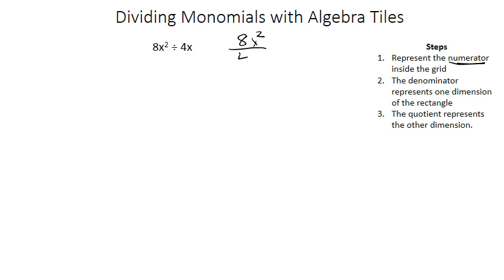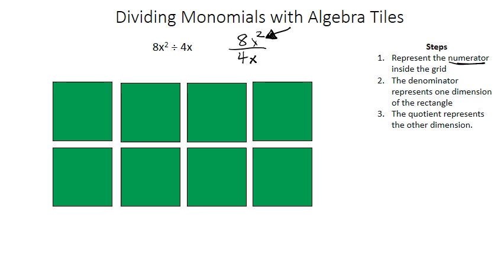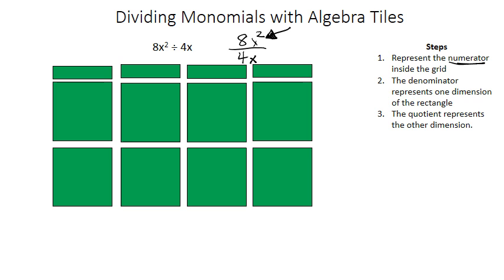8x squared divided by 4x. Oh, that x is very messy. It's kind of like a y. So I'm going to represent the numerator inside the grid. And my numerator is 8x squared. So that means with my tiles, I need 8x squared. So there are my 8x squared. Then it says the denominator represents one dimension of the rectangle. So 4x is one dimension of the rectangle, and that's this side up here. And we can see that 4 x's line up perfectly with my 8x squared.